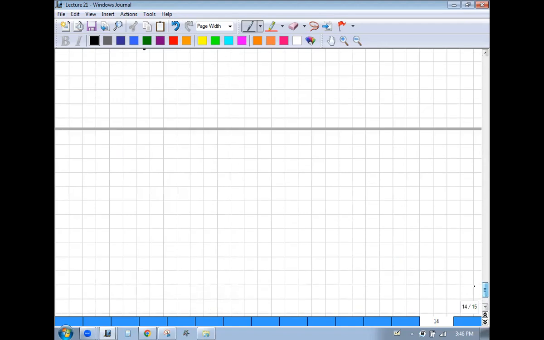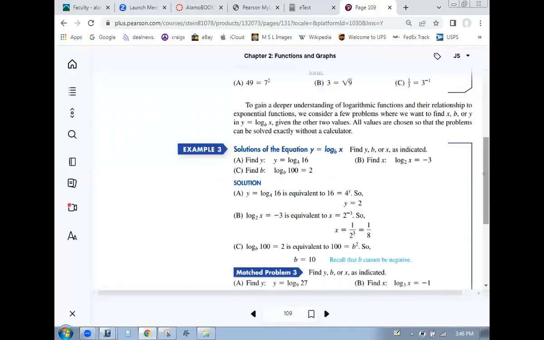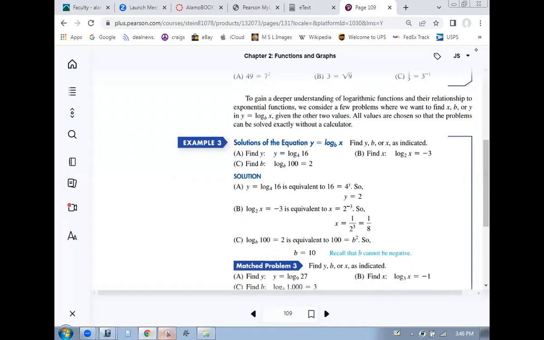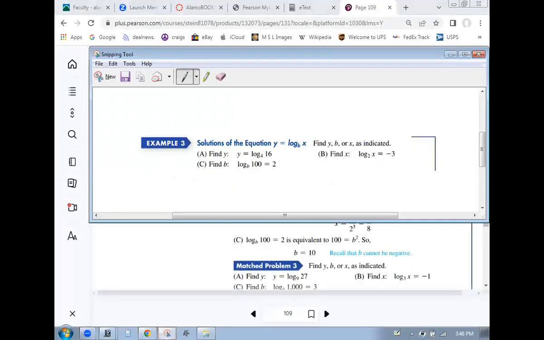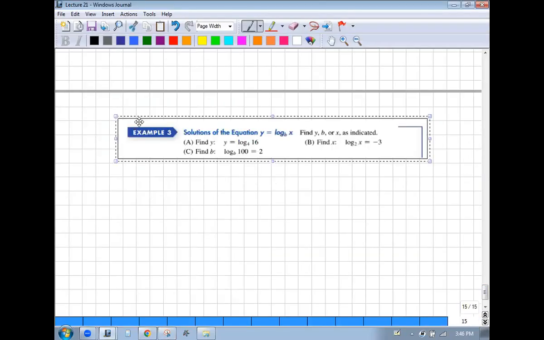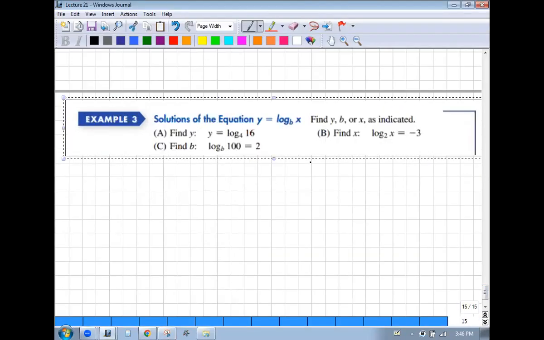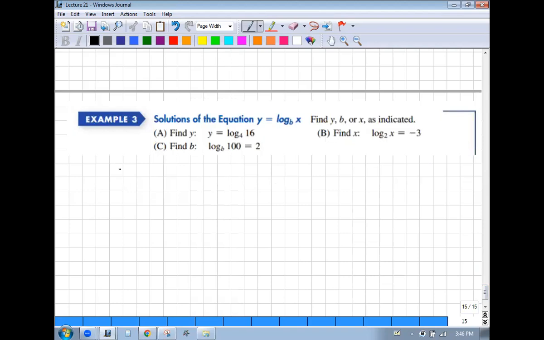Anyhow, I have a blank page in my notes. Example 3. Let's look at A here. Solve for y. Well, y is already by itself. All we have to do is evaluate this. 16 is 4 squared, so y is equal to 2. So we didn't have to do any manipulation here.